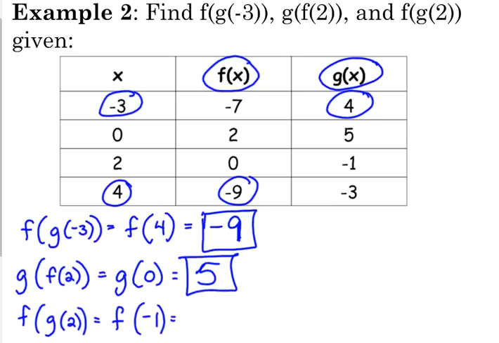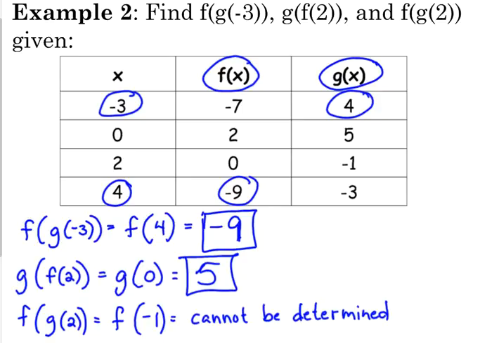And f of -1, we got a problem. -1 is not one of the x values on our table. So don't say that it's undefined, because it probably is defined. It just cannot be determined because they didn't give us enough information. Okay, cannot be determined, not enough information, something of that sort. It probably does exist. They just didn't give us enough information in the table.